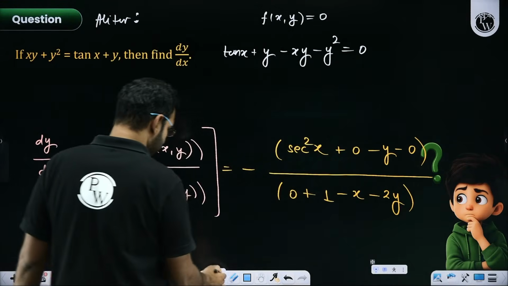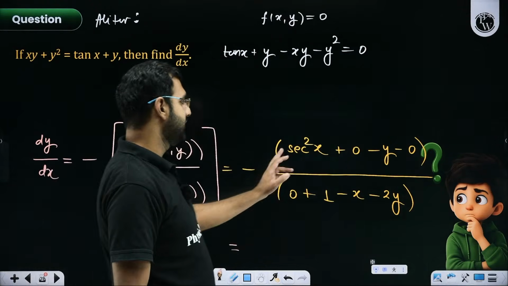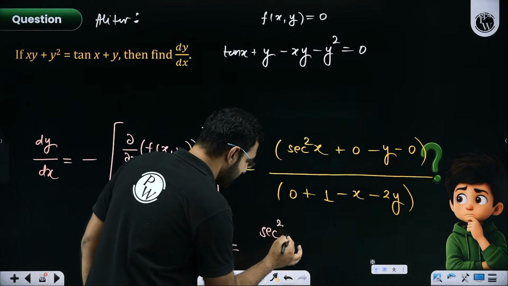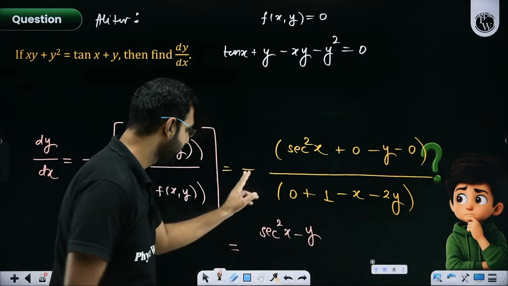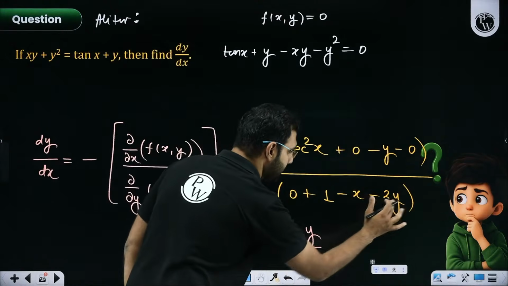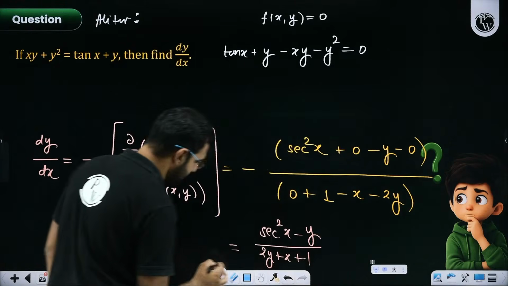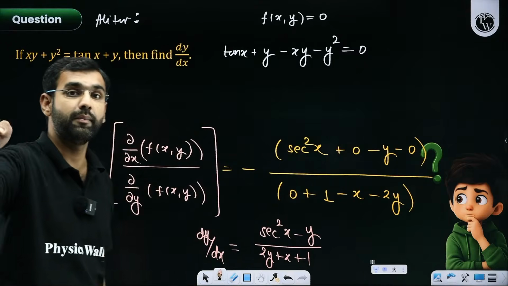It's simply a matter of simplifying it, arranging it. So if I arrange it, what I get is sec square x minus y, like that only. So numerator I keep as sec square x minus y. In the denominator, if I push this minus sign, it becomes 2y plus x plus 1. And I think that's exactly what we got for dy by dx through the previous method as well.